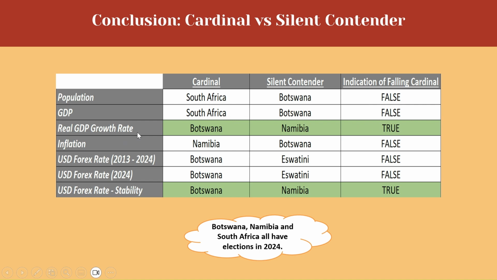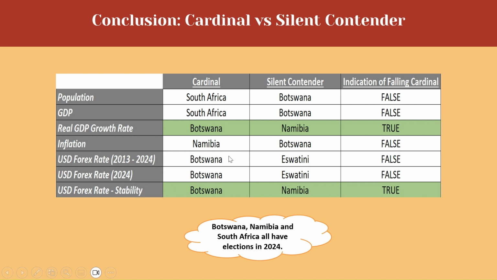For real GDP growth rate, you've got Botswana and Namibia. So Botswana is our cardinal, but because of the variability we spoke of earlier, given that Namibia is a silent contender, it's likely going to get usurped. So here we can say that the cardinal, which is Botswana, is falling and Namibia is positioned to take that place. For inflation, you can see Namibia was our cardinal and Botswana was a silent contender, but there's no indication of a falling cardinal.